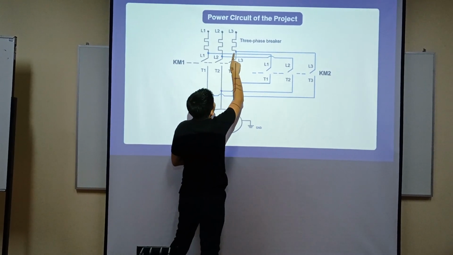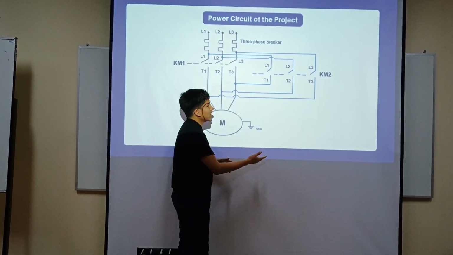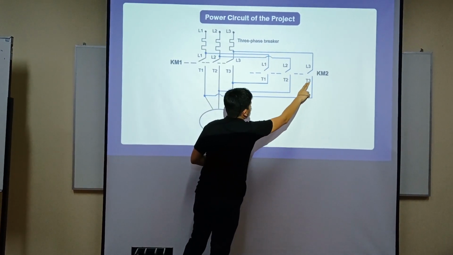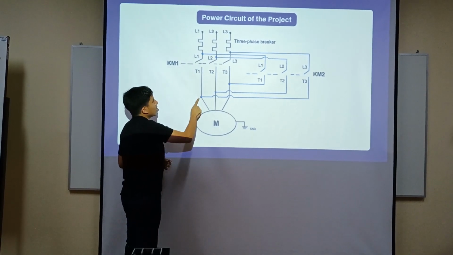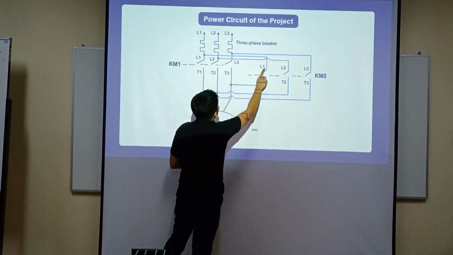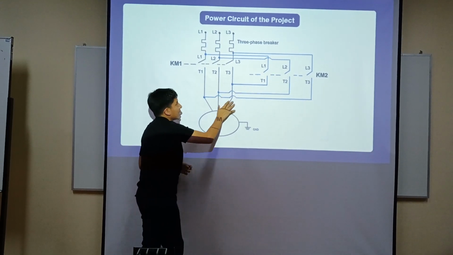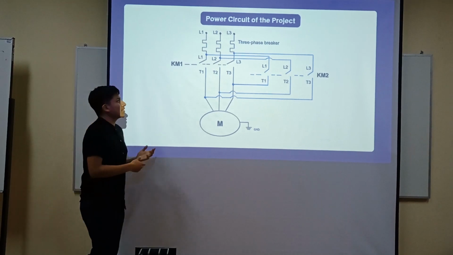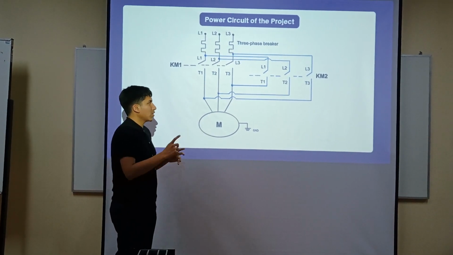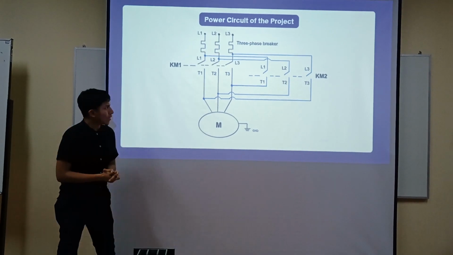Here we have that L3 goes to T1, and the same with L1, which goes to T3. This change is the thing that is going to make the reverse rotation of our motor.